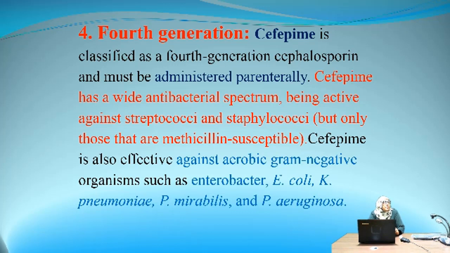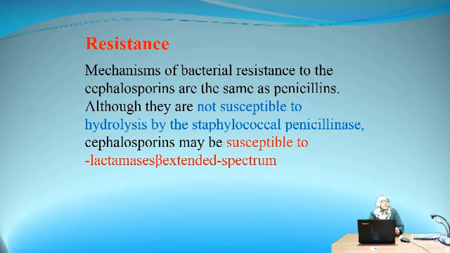Cefepime is also effective against aerobic gram-negative organisms such as Enterobacter, E. coli, Klebsiella pneumoniae, and Pseudomonas aeruginosa. So, cephalosporins can be classified into four generations: first, second, third, and fourth generation.